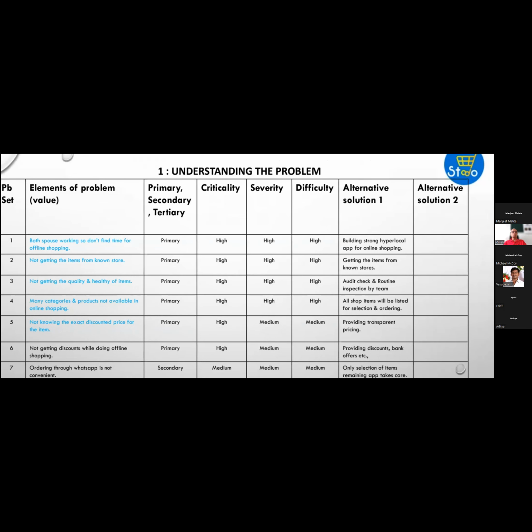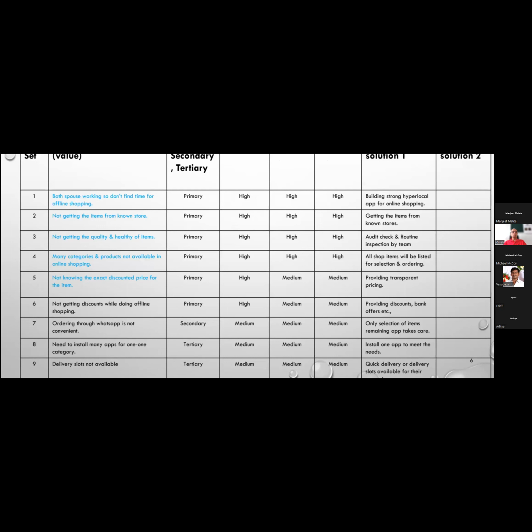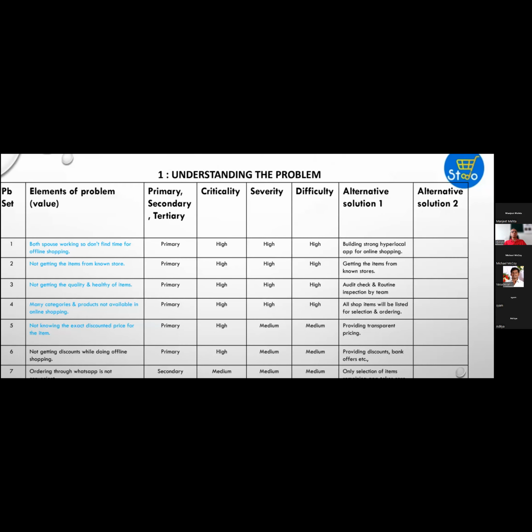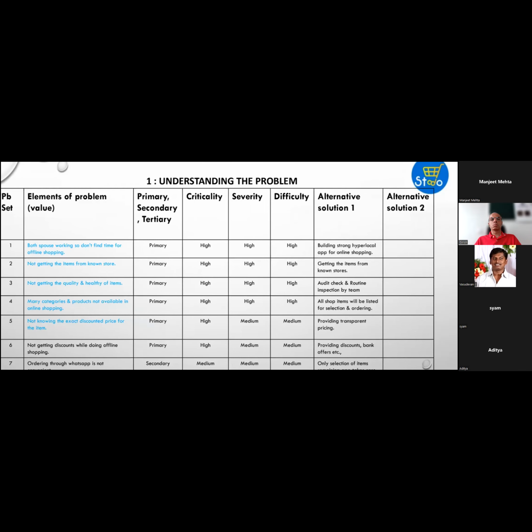So these are the primary problems we identified: the first 6 are primary, then secondary, tertiary, then the criticality. We can see for the first problem it is high. The alternate solution is building a strong hyperlocal app for online shopping. No, when we say alternative solutions, these are your Zepto, your Amazon, your Big Basket. Currently, some of the problems are being solved by them, not all the problems. So that's what you should mention here.